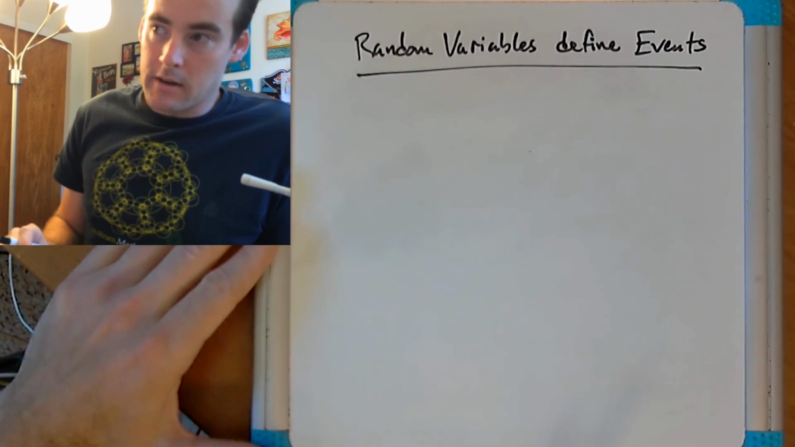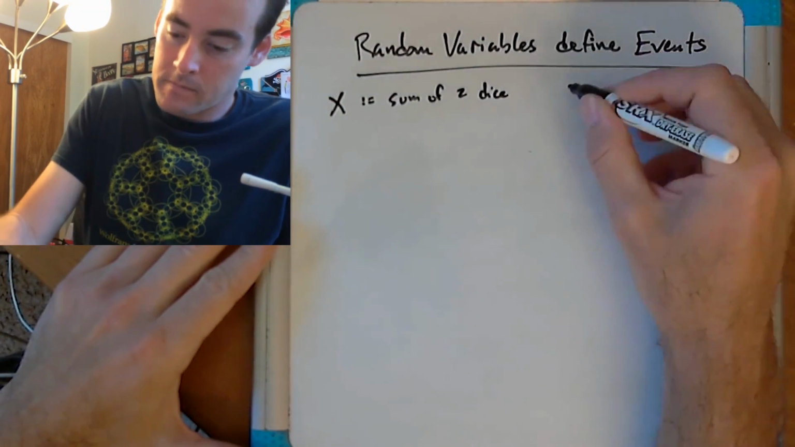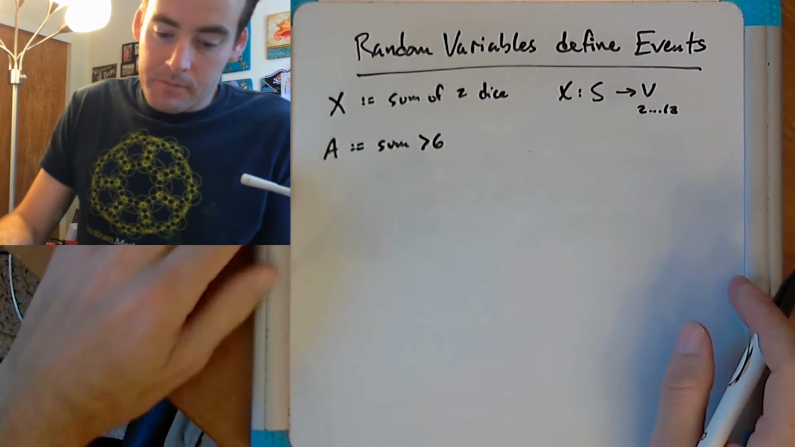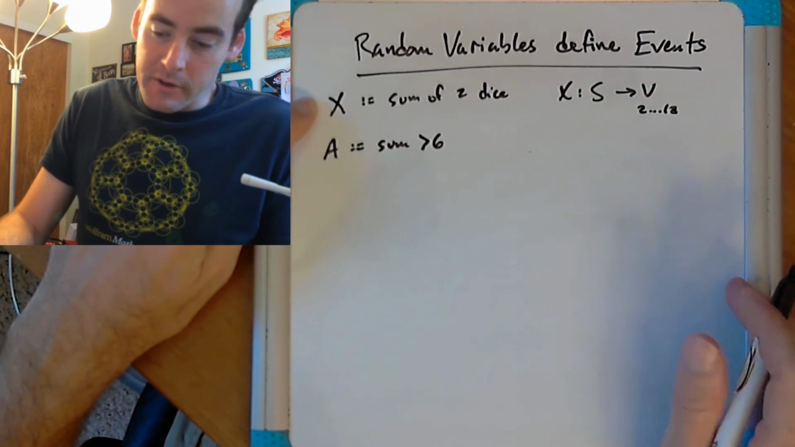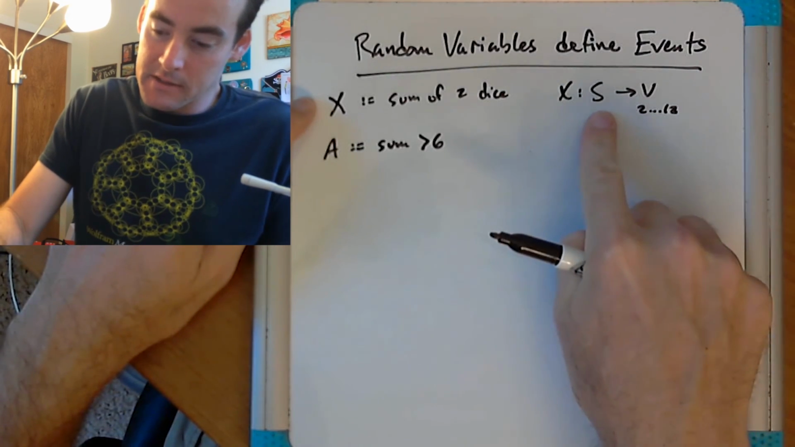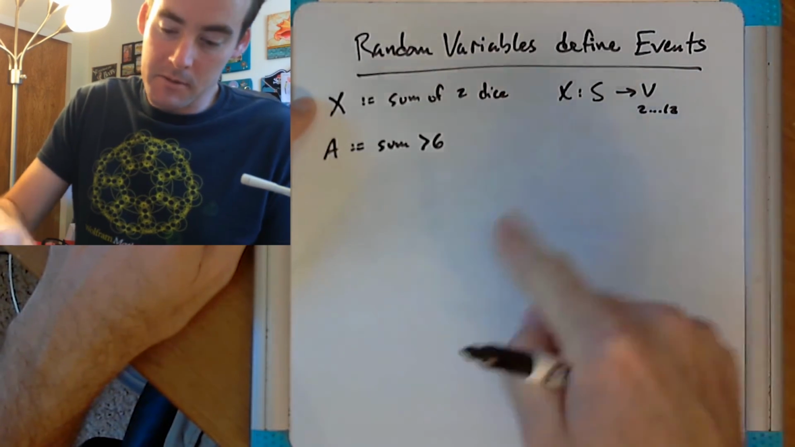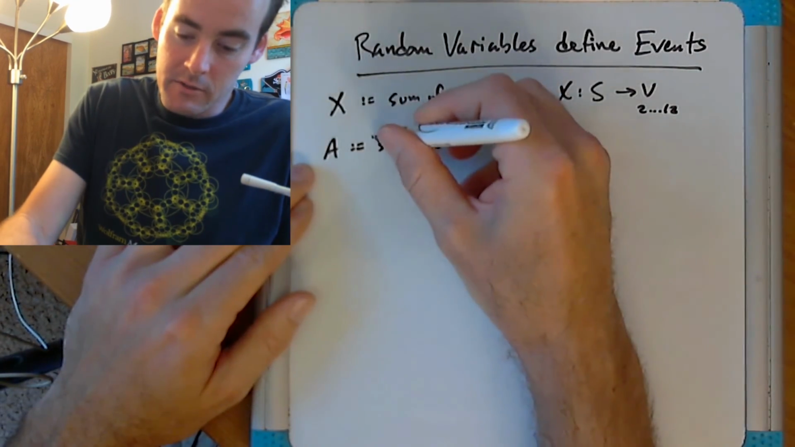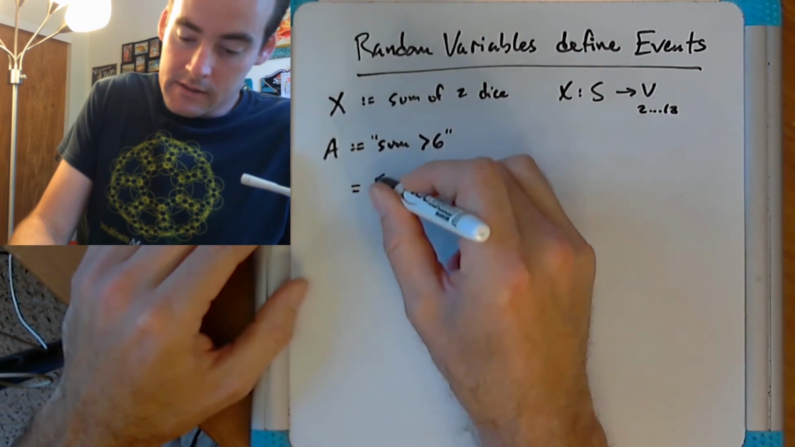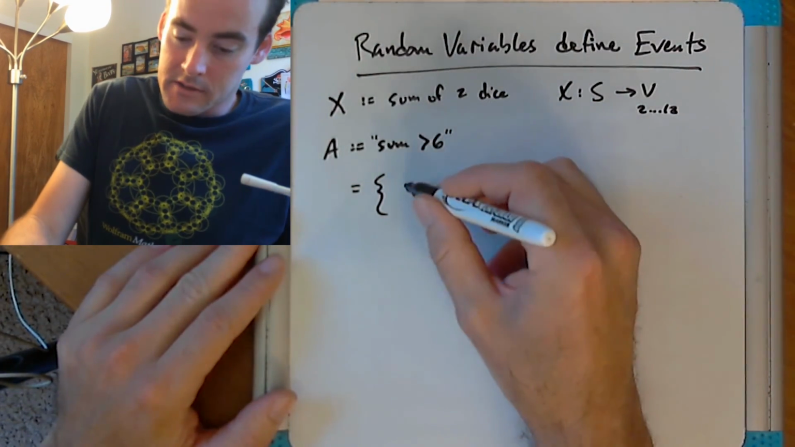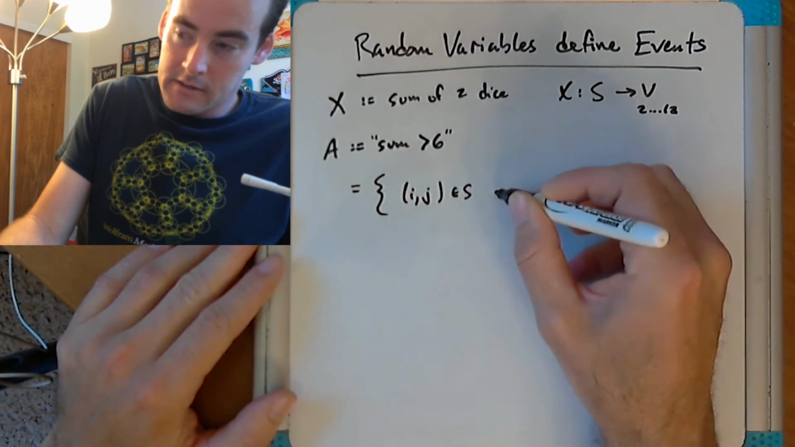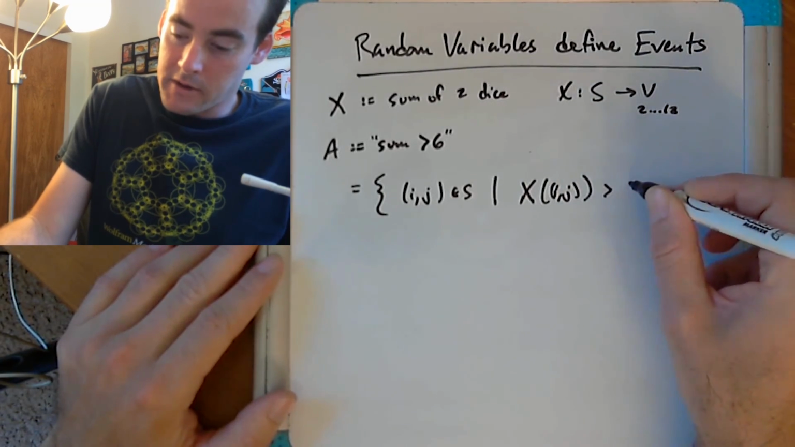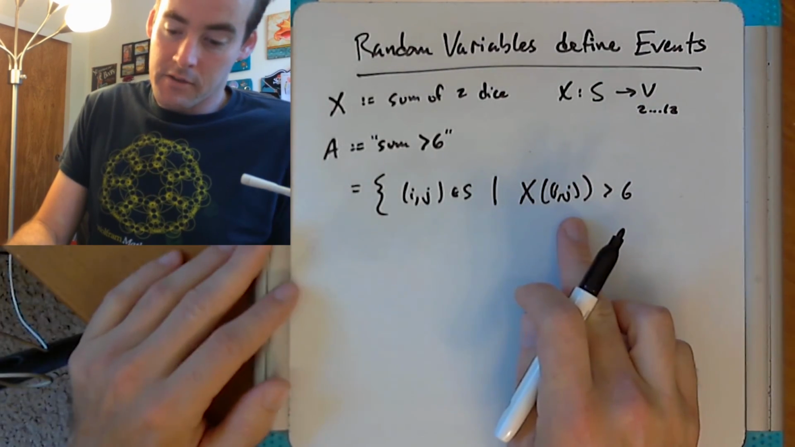What I mean by that, I'll illustrate with this example. Suppose X, like before, is the sum of two dice, and so it's this function that maps S, the sample space, to the set 2 to 12, like we were just seeing on the previous slide. And now suppose A is the event that the sum is greater than 6. So A, remember, is a subset of the sample space. It's just going to be (i, j) in S for which X of (i, j) is greater than 6, because X is the sum of the two dice.